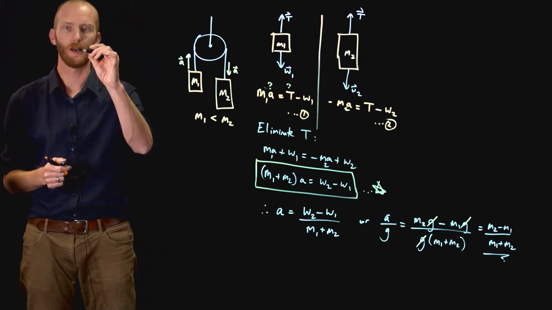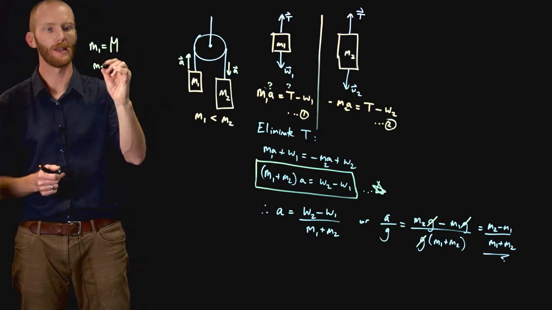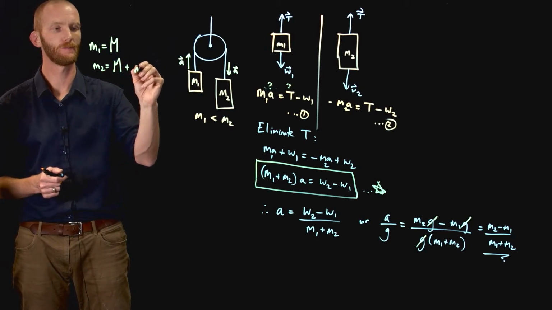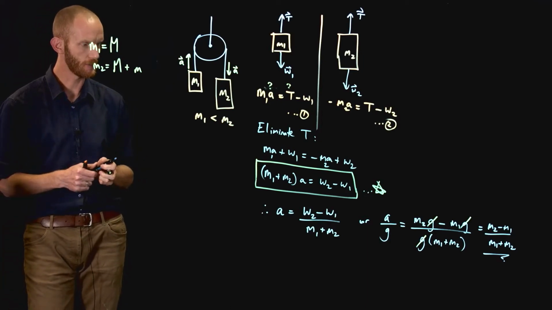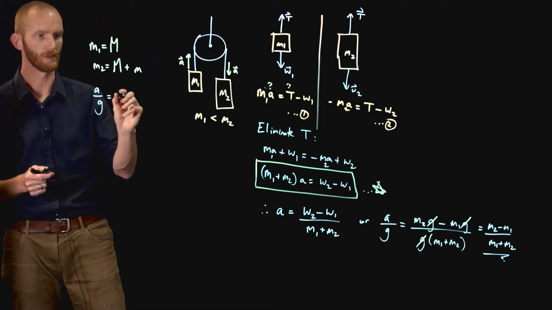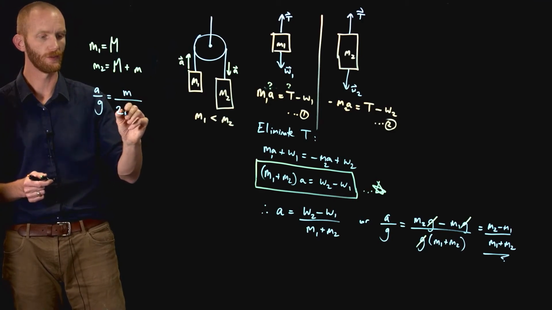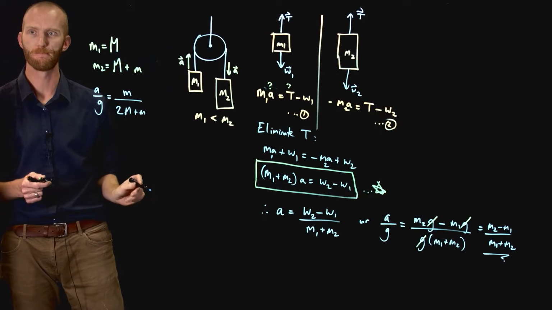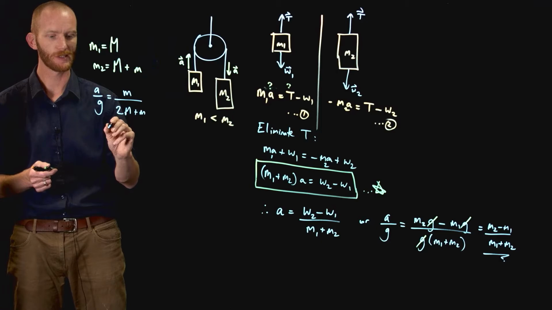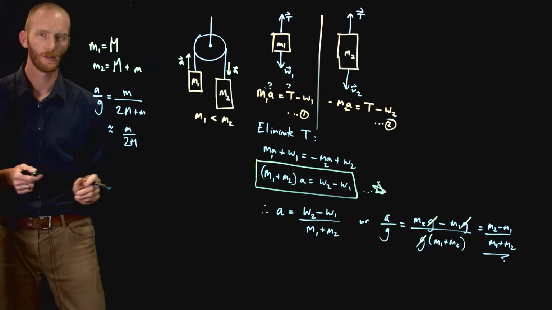Let's take M1 equal to some big mass M, and M2 equal to the same big mass M plus a little m. Now you'll see that this acceleration over g is just equal to the difference in masses, which is the little m, divided by 2 lots of the big M plus little m. And if we're in this situation where big M is big and little m is little, then that's approximately equal to m over 2M.